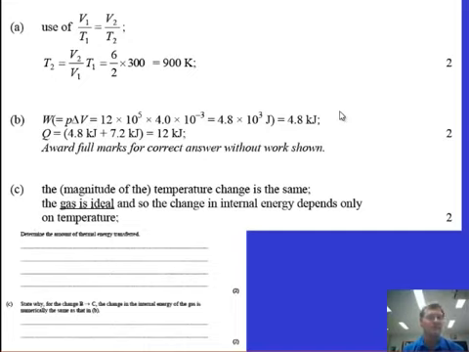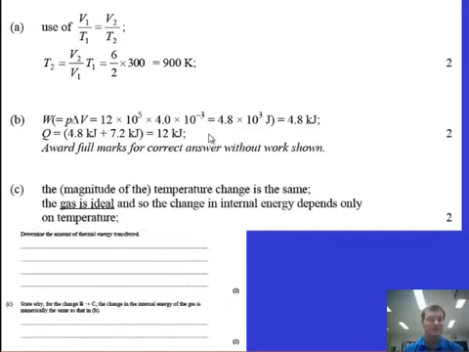We've also recognized that the amount of energy overall transferred is going to be equal to the work plus the change in internal energy. So what we can do here is we've got my work done plus my change in internal energy, so that means the total transfer of energy, transfer of heat, is going to be 12 kilojoules.